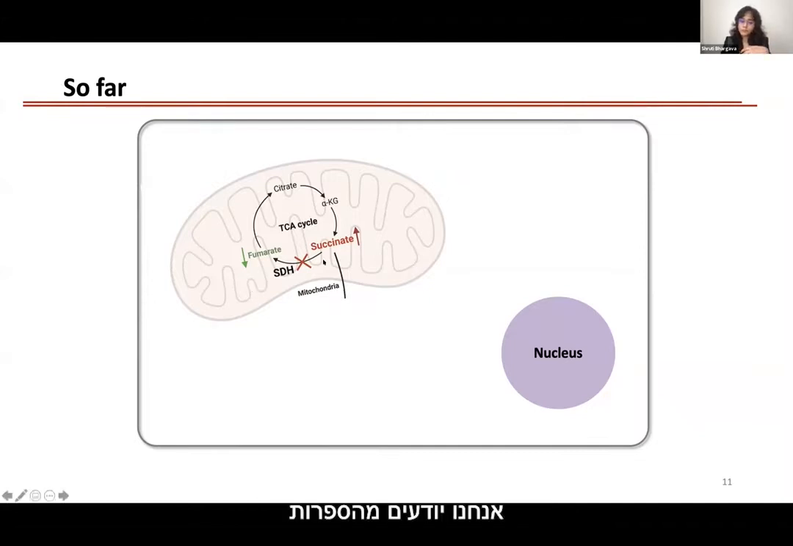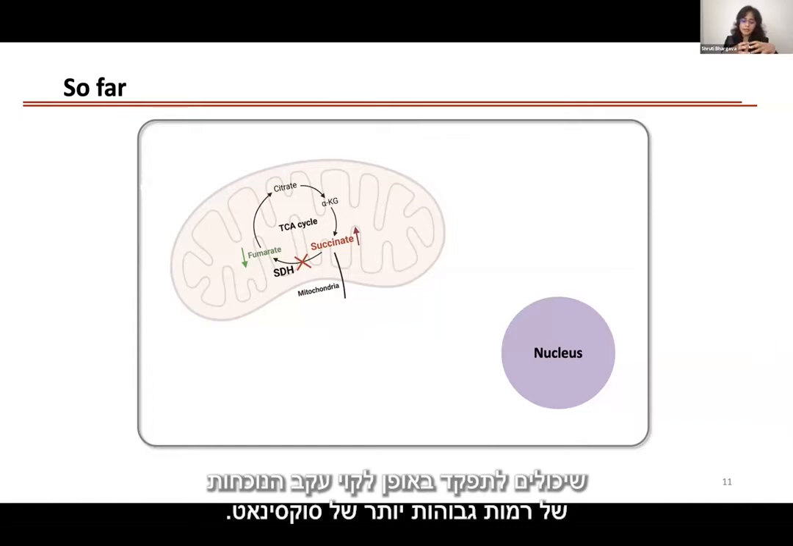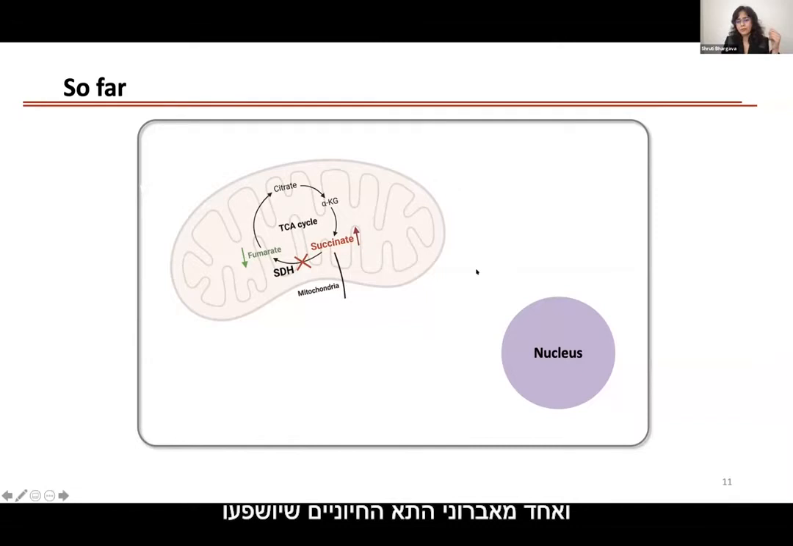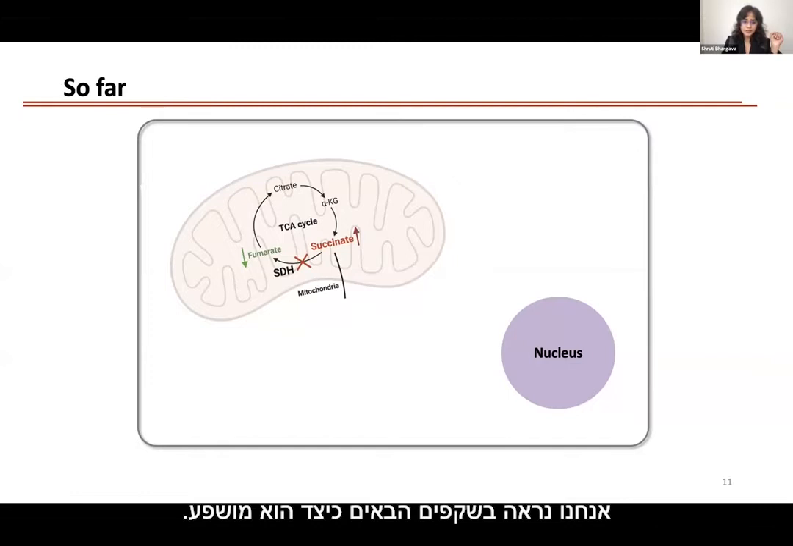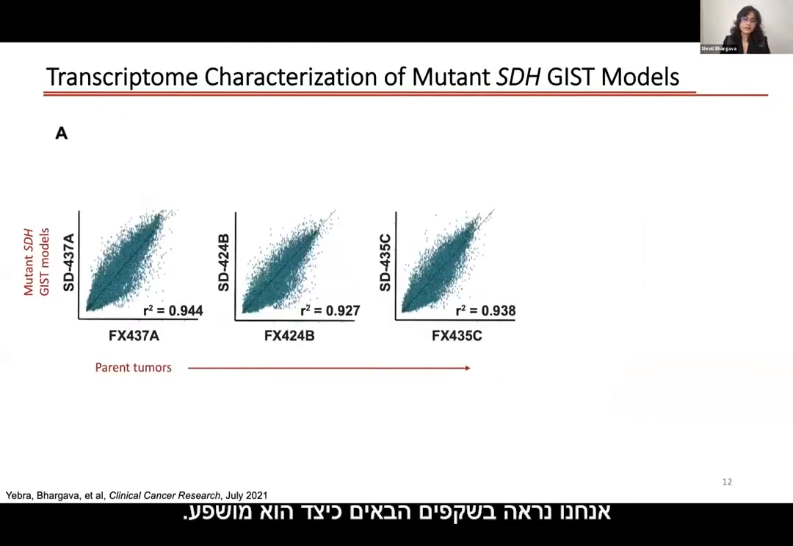We do know from the literature that higher levels of succinate can cause various other things to malfunction. One of the essential organelles in the cell that will be affected by this increased succinate is the nucleus. We'll see in future slides how that is affected.